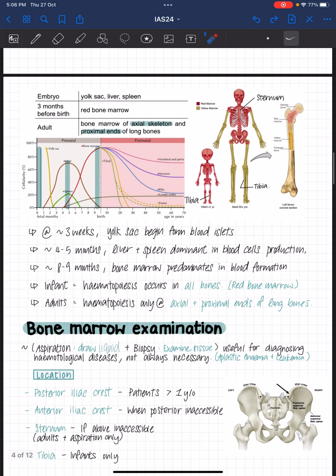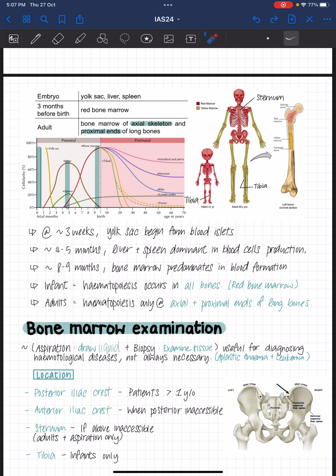Blood formation occurs really early in embryological development. At 3 weeks, it forms in the yolk sac of the embryo, forming these blood islets. At 4 to 5 months, the liver and the spleen are the dominant place for haematopoiesis. And then at 8 to 9 months, when the bone marrow forms, it predominates in the bone marrow for blood formation. You can see that the infant has a lot of red bone marrow, and it forms a lot of blood everywhere in the body.